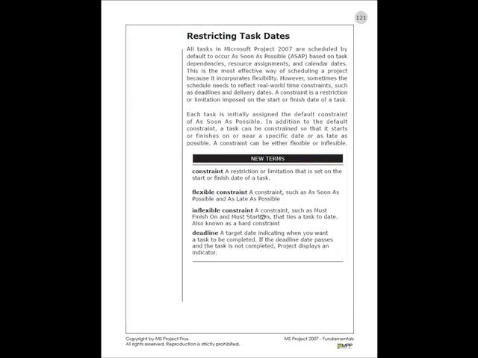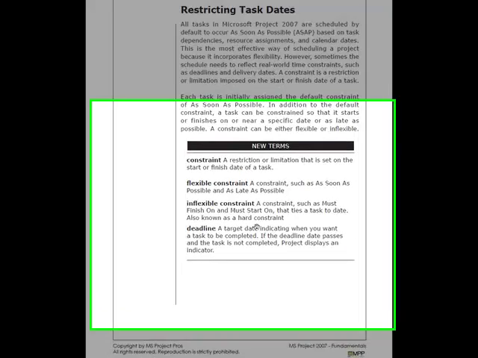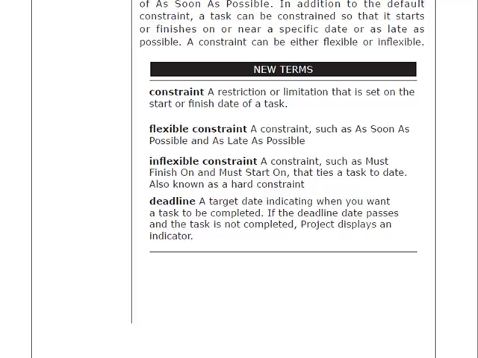So before we get started, let's look at a couple terms here. The very first one is constraint, right? A restriction or limitation that is set on the start or finish date of a particular task. You can set this by either editing the date in your list of tasks, or you can set the constraint by double-clicking on the task, which we'll see here in a little bit.